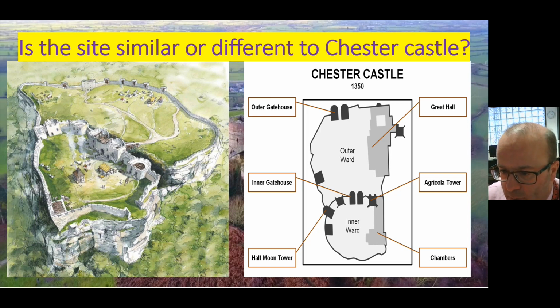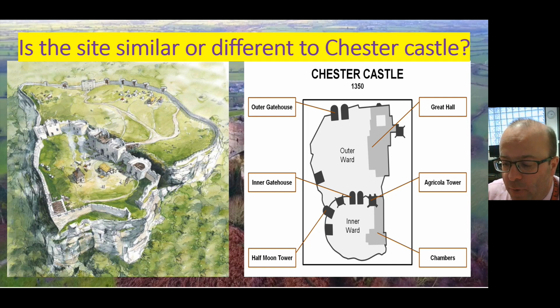Both have got towers. But in the shaded area in light grey, you can see they've got a great wall, chambers for sleeping. You've got more accommodation and living space. Royal family members stayed at Chester Castle. It was larger, it was more prominent, it was more important. So when we're comparing these two castles, we've got to look for similarities and differences.